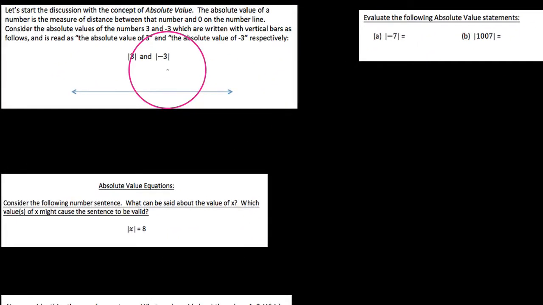This is a video in which I'm ultimately going to get at how to solve absolute value equations. But before we do that, let's start by having a conversation over what absolute value is, or the idea of absolute value, what it represents.